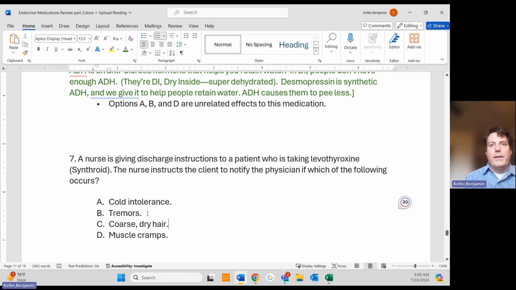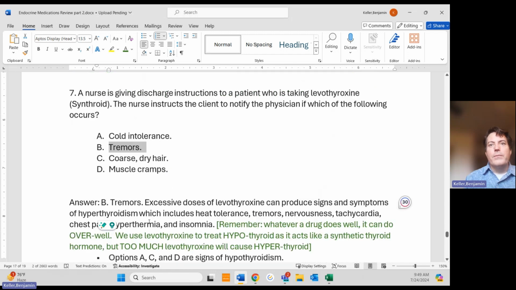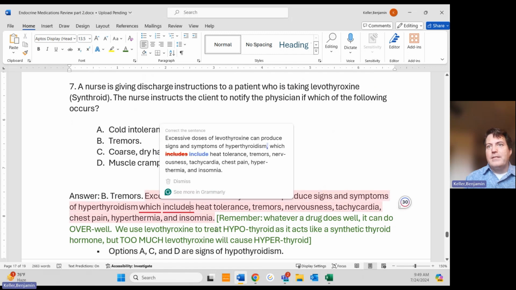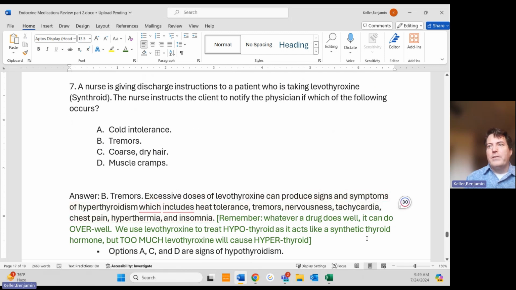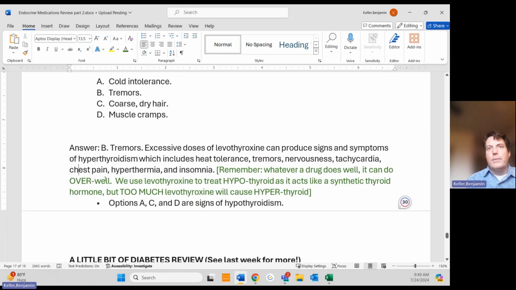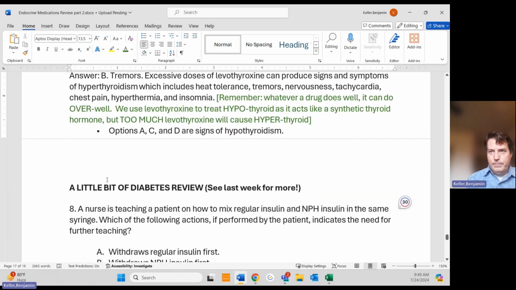But the one you really need to notify them for, the most important one, is the tremors, because that means they could be having too much. Excessive thyroxine can cause symptoms of hyperthyroidism, which includes heat intolerance. So whatever a drug does well, it can do overwell. Hyperthyroidism is heat intolerance, tremors, nervousness, tachycardia, chest pain. We use levothyroxine to treat hypothyroidism, but if we give them too much, we will see these effects, right? If we overdo it, we'll put them into a hyperthyroid state.